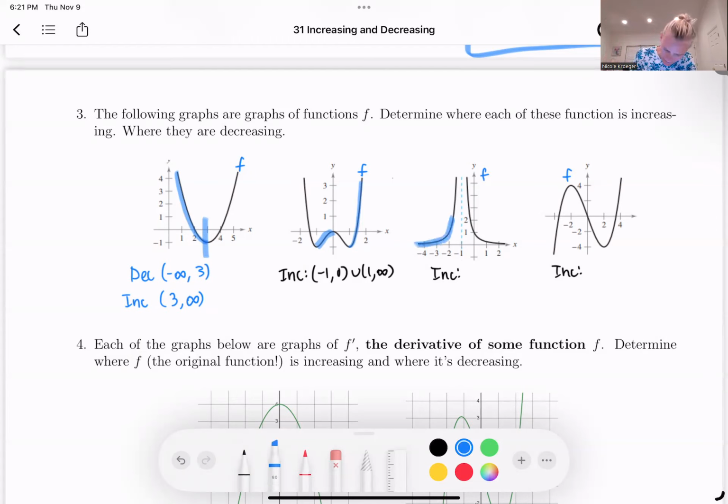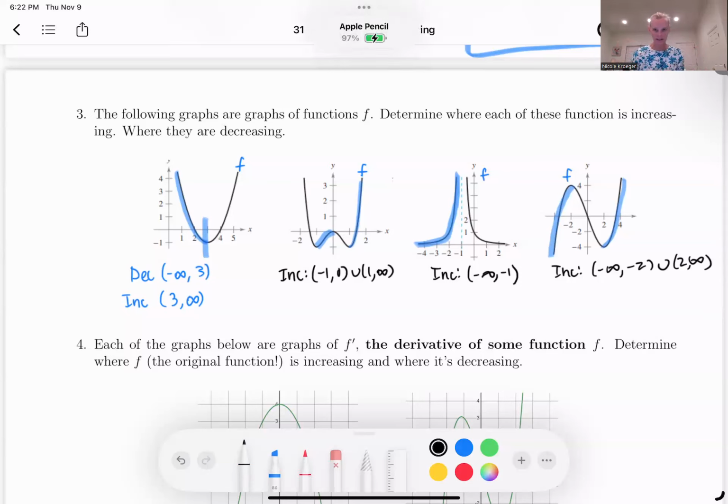This graph is increasing here. So that looks like from negative infinity to -1. It's decreasing everywhere else. This function's increasing from negative infinity to -2, and then again from 2 to infinity. So if we're given the graph of the original function, finding where the function's increasing, decreasing is just looking at where the slope's positive for increasing and where it's negative for decreasing.